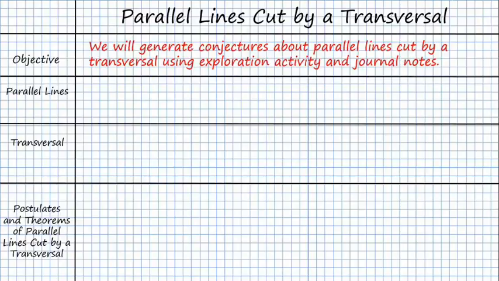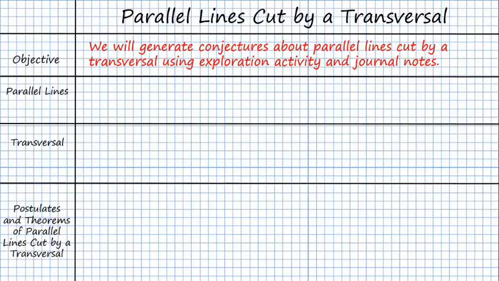Before we can get into this lesson, we need to know some vocabulary, right? Our objective is that we are going to generate conjectures about parallel lines cut by a transversal using an exploration activity and journal notes. There's a lot of words in there, right? We already know conjectures, we know about parallel lines, and now we have this other word, transversal.